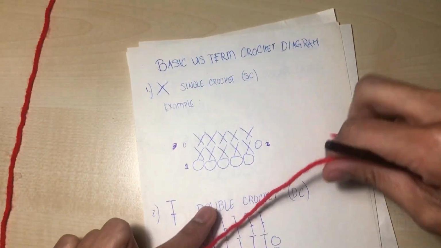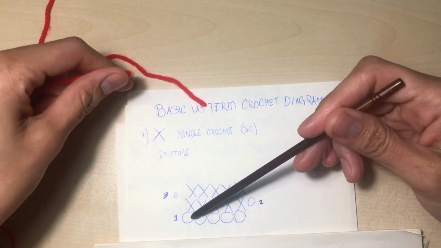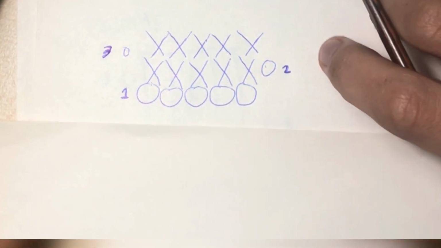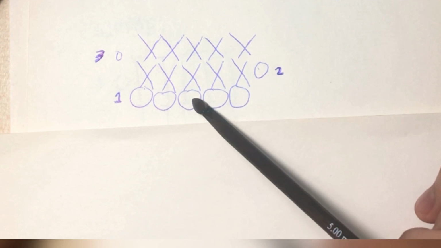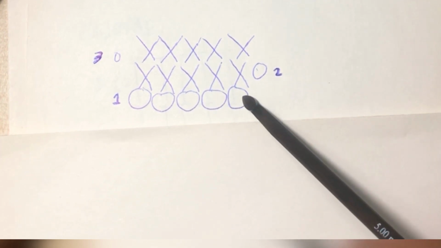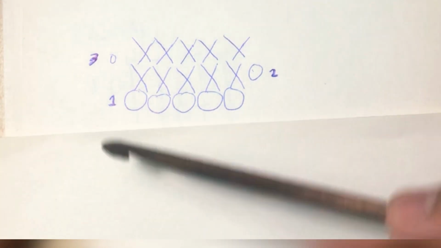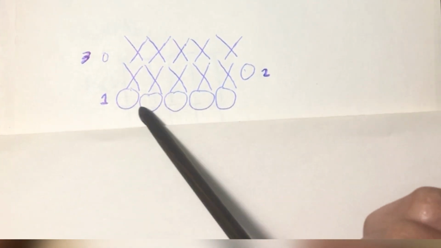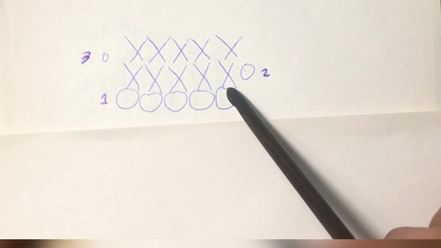To begin, I have here an example. Let's begin. First, this is a chain. The circle ones are the chain. So how many chains here? We have 1, 2, 3, 4, 5, and 6. So I'm going to chain 6. You can see there is a number here, meaning we begin in this round here. Number 1, and 1, 2, 3, 4, 5, 6.